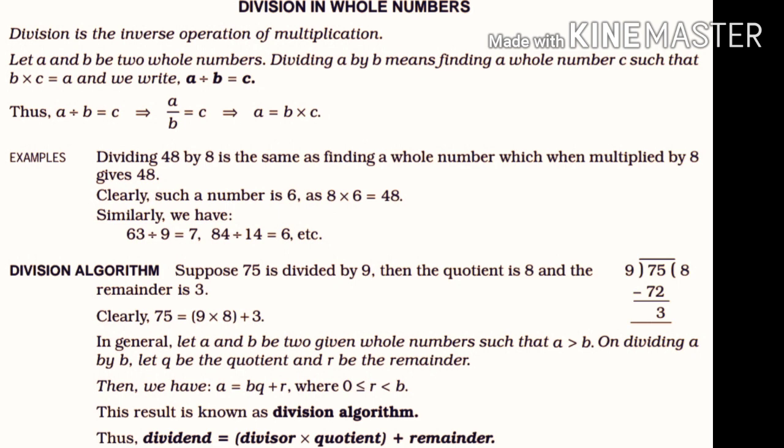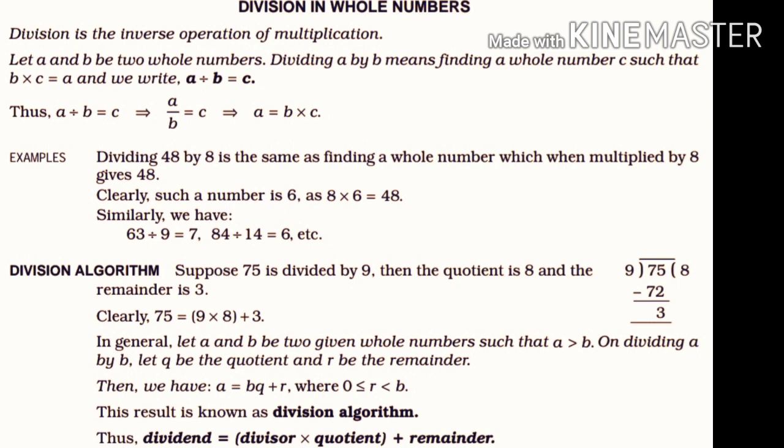So if A divided by B is equal to C, then A by B in fraction form is equal to C, or A is equal to B into C. Now there is a division algorithm. What is that algorithm? Suppose 75 is divided by 9, then the quotient is 8 and the remainder is 3. So how do we get the 75? We get the 75 by multiplying 9 into 8 plus 3. So now we know that 9 is our divisor, 8 is our quotient, and 3 is the remainder. So dividend is equal to divisor into quotient plus remainder.